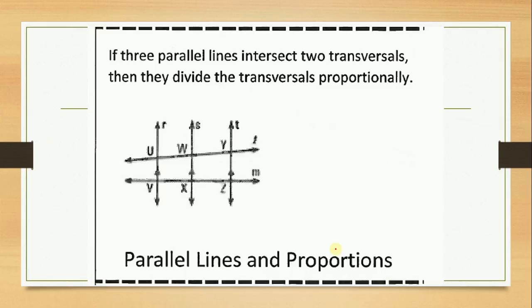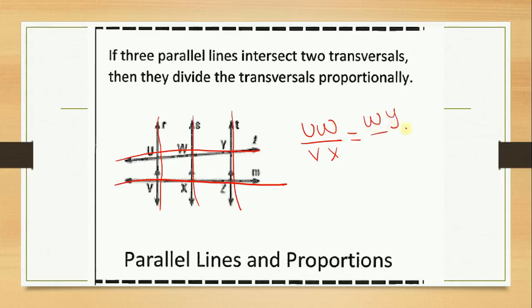So parallel lines and proportions. If you have three parallel lines that intersect two transversals, they're going to divide the transversals proportionally. So I have 1, 2, 3 lines that are parallel. That's why we have the little arrows on them. And they're going to divide these two transversals proportionally, which tells me that I can go UW over VX is equal to WY over XZ.